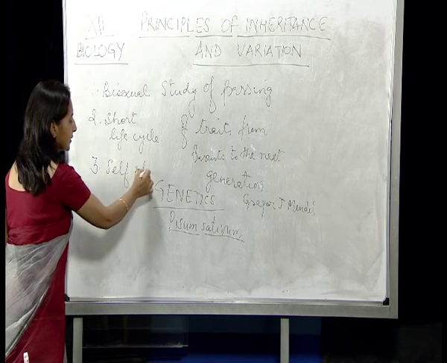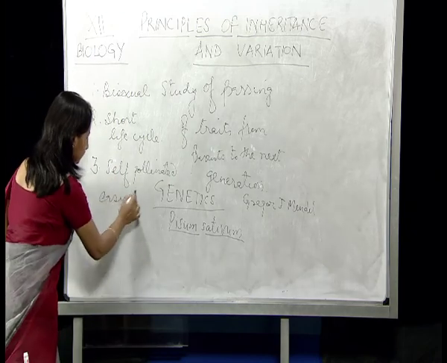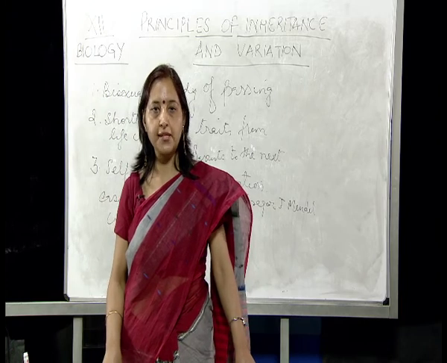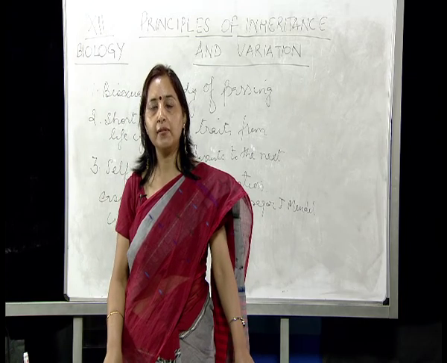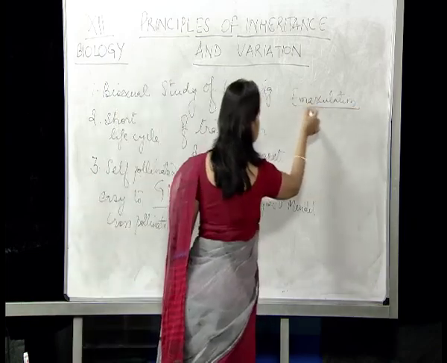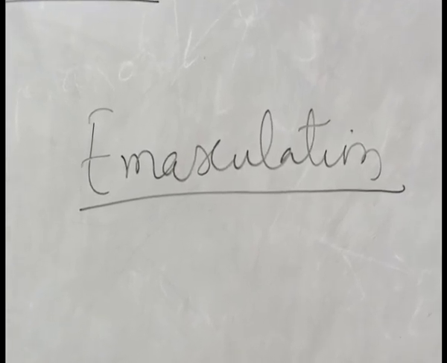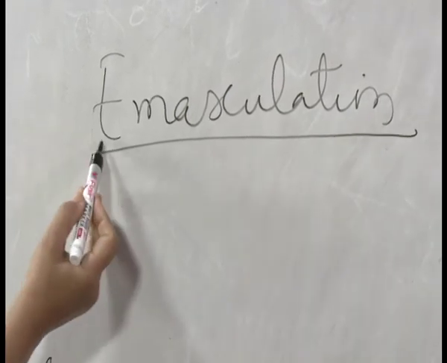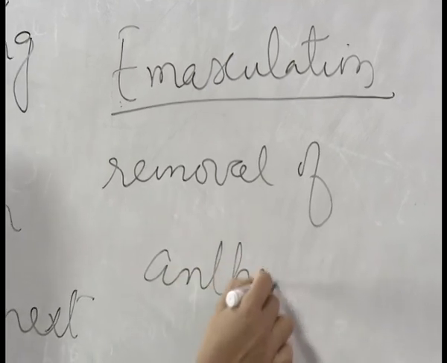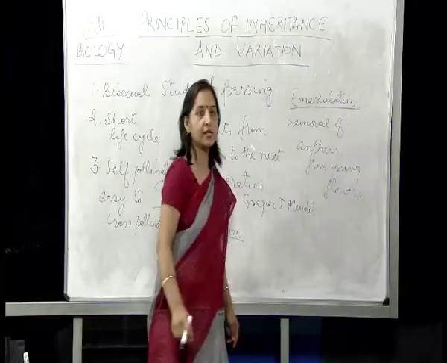Basically, Pisum sativum is self-pollinated naturally, but it can be easily cross-pollinated. Mendel in his experiment simply cross-pollinated the pea flowers in a very, very simple way. He just emasculated the flowers. Emasculation means, pea flowers are naturally self-pollinated, but they are very easy to cross-pollinate. And for that purpose, he did the process of emasculation. E stands for removal, masculine means male part. So removal of anthers from young flower, when the flowers are still developing and the anthers are very young.